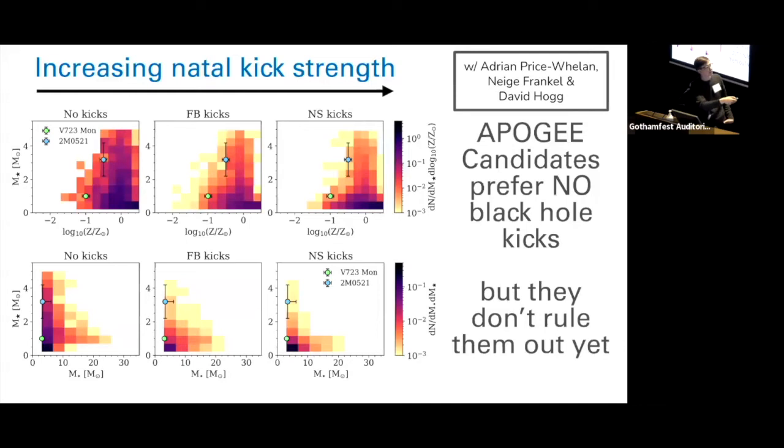And so what we're finding so far is that our APOGEE candidates tend to prefer zero black hole kicks. We don't have enough to really say anything about kicks yet. There's two. But SDSS-V is coming online soon, and hopefully we will be able to say something better than just preference about black hole kicks. And that's it.